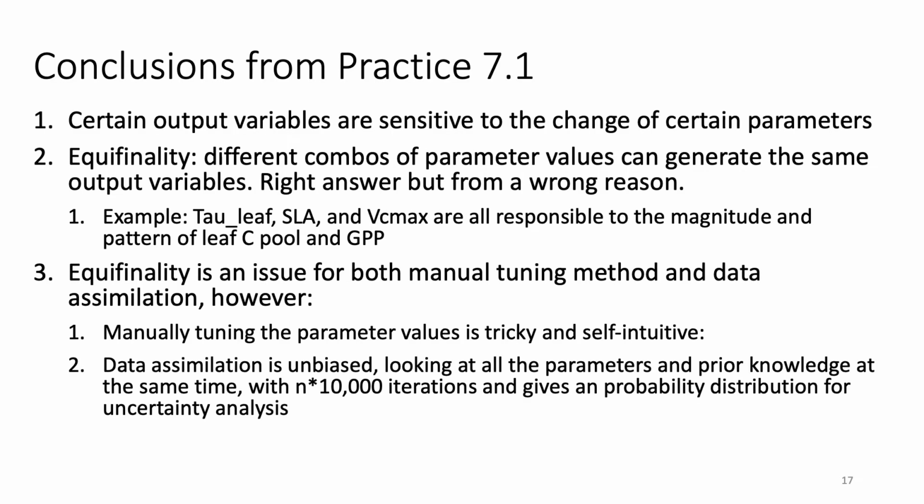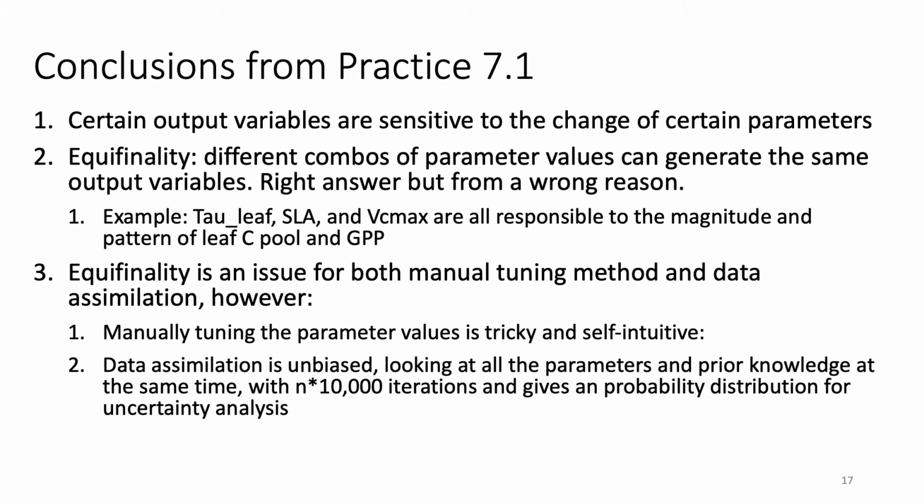To sum up the conclusions from practice 1, we see that certain output variables are sensitive to the change of certain parameter values. And we learned that different combinations of parameter values can generate the same output variables. That means sometimes we might get the right answer but for a wrong reason. An example is the value of turnover time of leaf carbon pool, SLA, and VCmax are all responsible to the magnitude and pattern of leaf carbon pool and GPP.